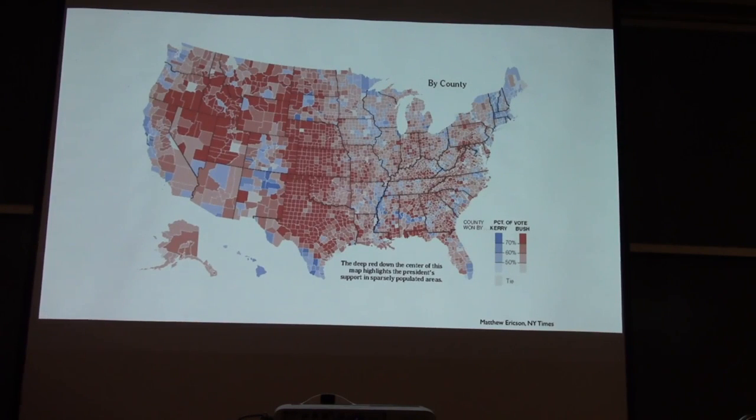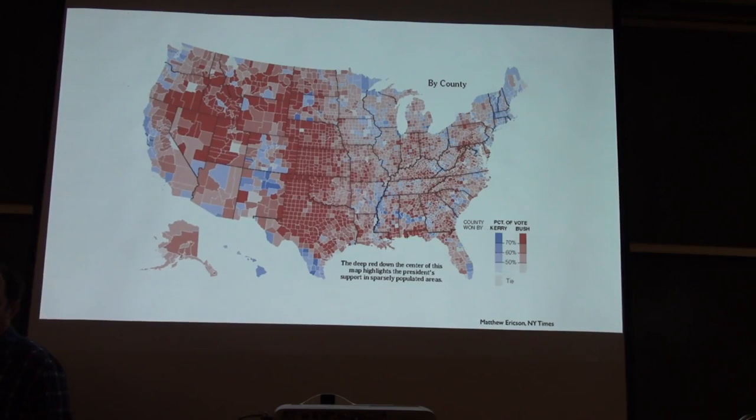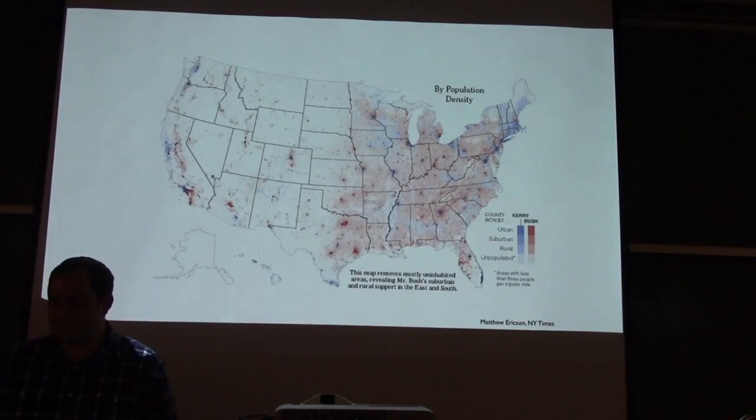One way of improving this choropleth map a little bit is to show the percentage of the vote instead of just the winner takes all, right? But this doesn't really solve the underlying problem of the disproportional area versus population, but it solves a little bit the problem of the win margin. So this would be a little bit of a fairer map.